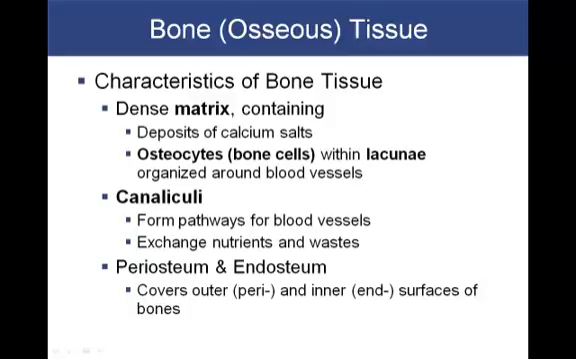Osteocytes are able to communicate with one another through the canaliculi. The canaliculi are little canals, and I like to use the word canals because the word canaliculi starts with canal. And these are little canals that connect one lacunae to another, and this allows osteocytes to communicate with one another. They exchange nutrients as well as waste products.